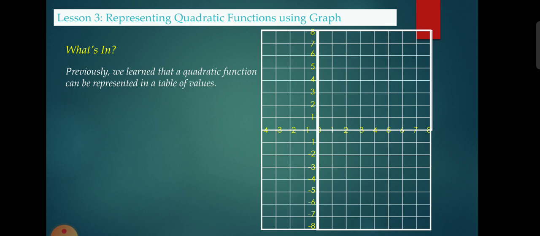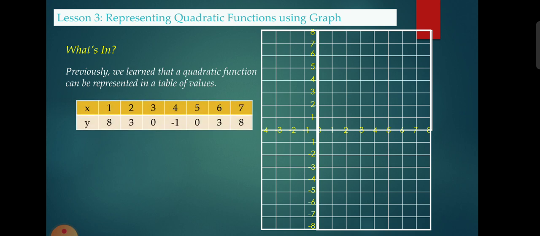So on the horizontal line, the center is 0, to the right are the positive numbers, to the left are the negative numbers. On a vertical position, on the center is the 0. Going up are positive y numbers, and going down are the negative y numbers. Previously, we learned that a quadratic function can be represented in a table of values sa lesson 2. So we have there values of x and y. But then, kani siya mga values of x and y can be paired.